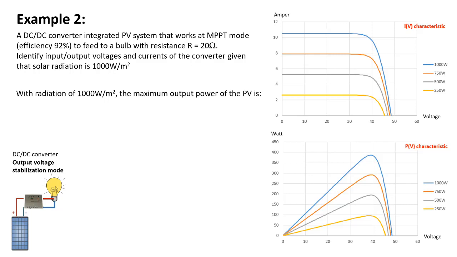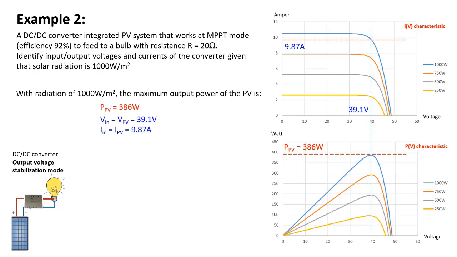Now, with the solar incidence at 1000 watts per meter square, basing on the PV curve, we can find out the PV max is 386 watts. Projecting vertically up to the IV curve, we can infer the output voltage value is 39.1 volts, and the output PV current value is 9.87 amperes. These are also the input voltage and input current of the DC-DC converter.